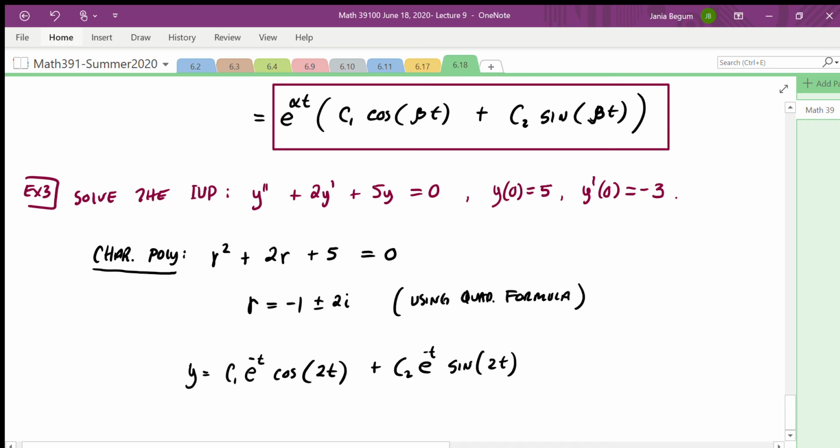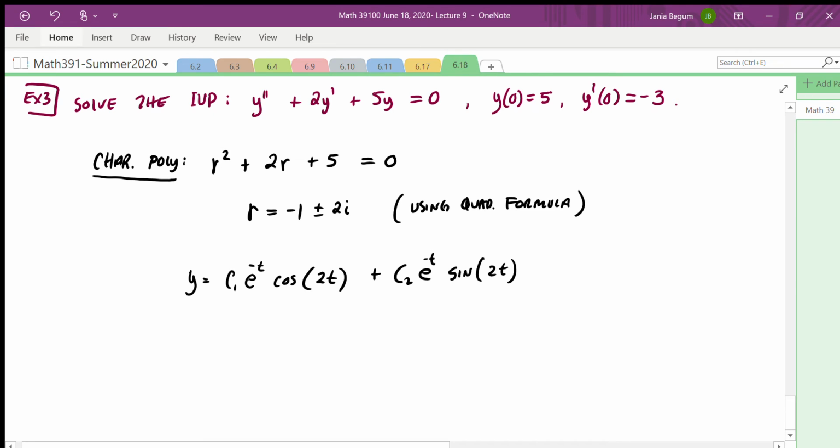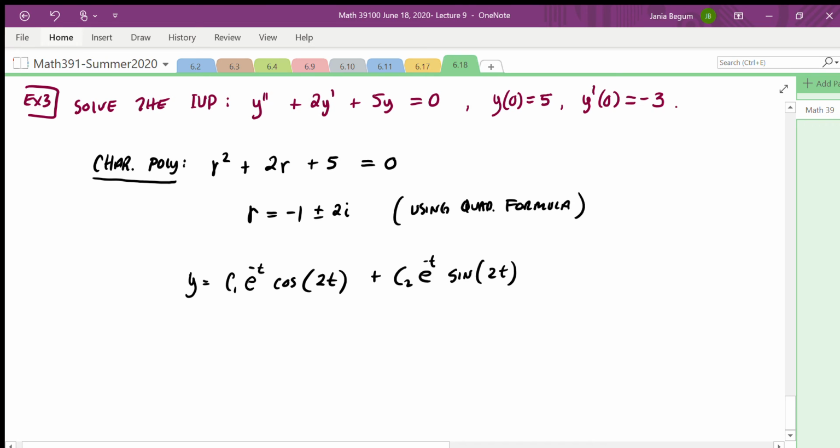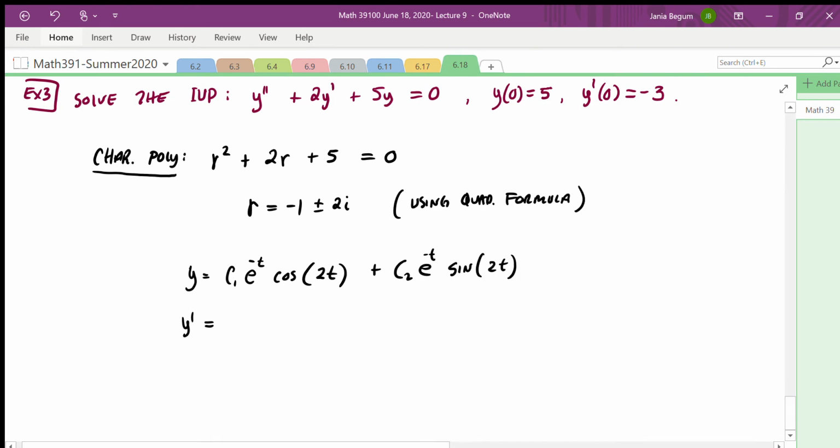Okay? If you don't have questions, moving on to solving for c1 and c2. So y is equal to this. Let's take its derivative so that we can go ahead and plug them in. Okay, so we'll be doing some product rule. So negative c1 e to the negative t cosine of 2t. The derivative of cosine is negative, so that's negative 2c1 e to the negative t sine of 2t. So that's the derivative of the first function.